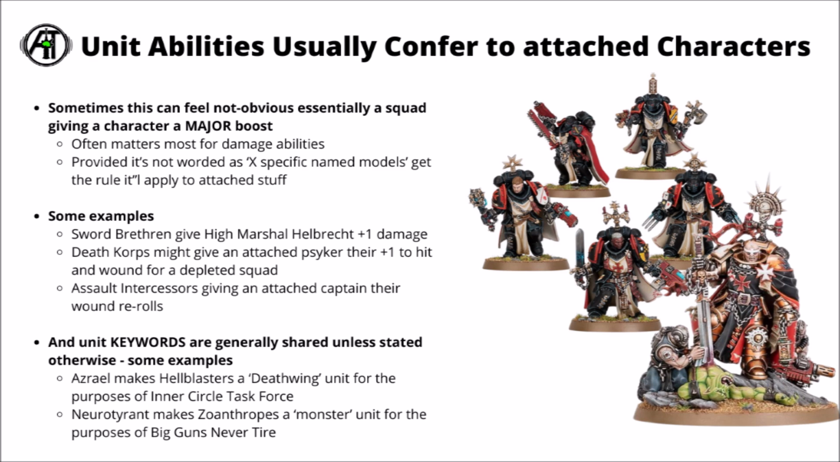And the Neurotyrant for the Tyranids is an important one now he can attach to Zoanthropes. He's got the monster keyword, and the rule states that monster units are allowed to use Big Guns Never Tire. So essentially he confers the ability for Zoanthropes to fire when in melee. Again, if an ability or stratagem just targeted models of a certain keyword though, it wouldn't necessarily apply to attached characters or the other way around.